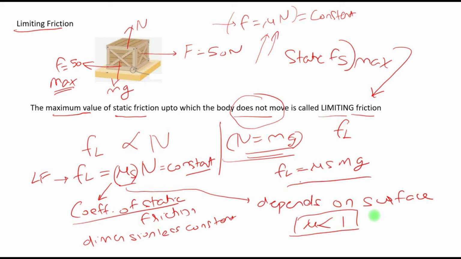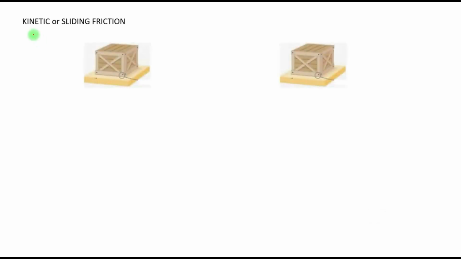Now, in this particular case, we saw that the applied force reached the maximum possible value of friction, which was 50 newtons. Now let's increase the force even further. Let's say it is 60 newtons. In that case, the body actually starts to move, and the friction in that case is what we call the kinetic or the sliding friction. This means the body is actually moving, so body in motion.